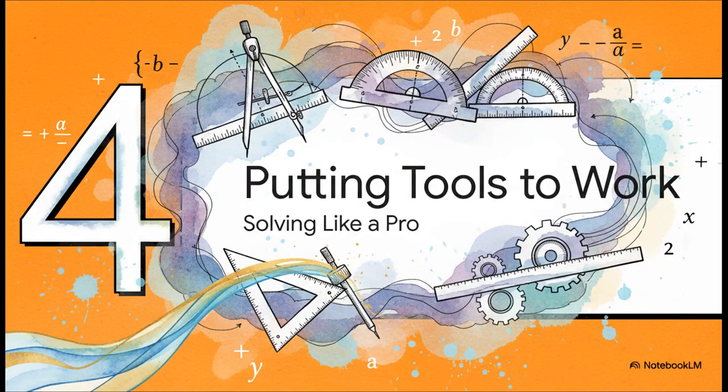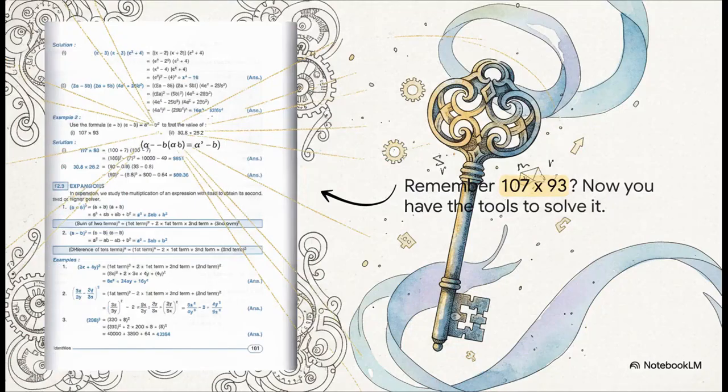Okay, this is where it all comes together. We've got the theory down, we've built our toolkit of formulas. Now for the really fun part, seeing what these things can actually do when we put them into action. Hey, remember this guy from the beginning? 107 times 93. It probably seemed like a real pain to do in your head before, but it's about to get super, super simple. Why? Because now we have the secret code.